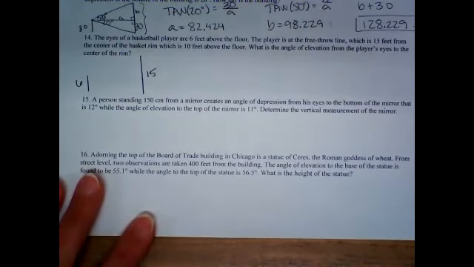10. Sorry, he's 15 feet away. So this distance is 15. So he's 6 feet tall. The basket is 10 feet tall. He's standing 15 feet away. There we go. What is the angle of elevation from his eyes to the center of the rim?